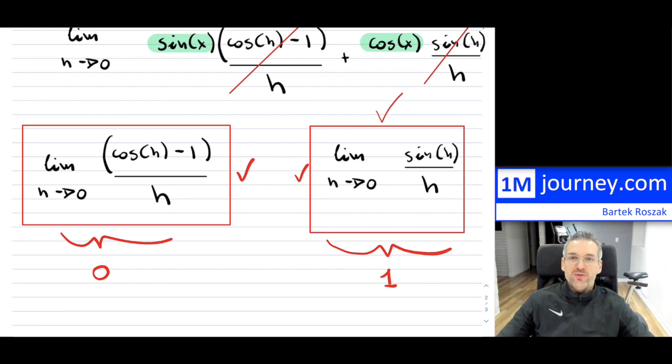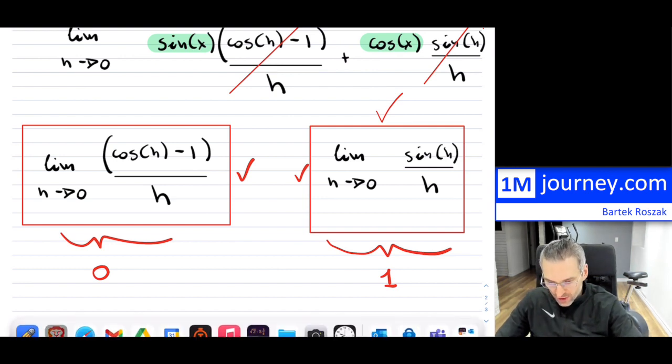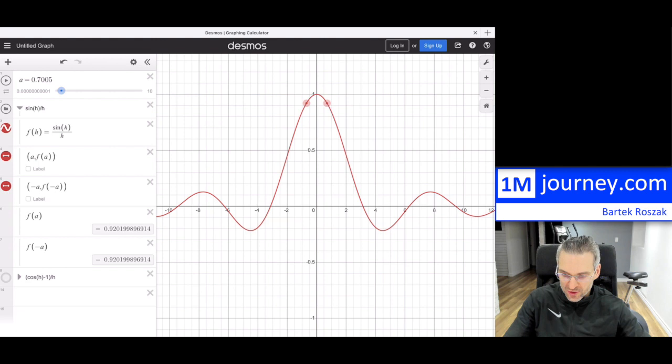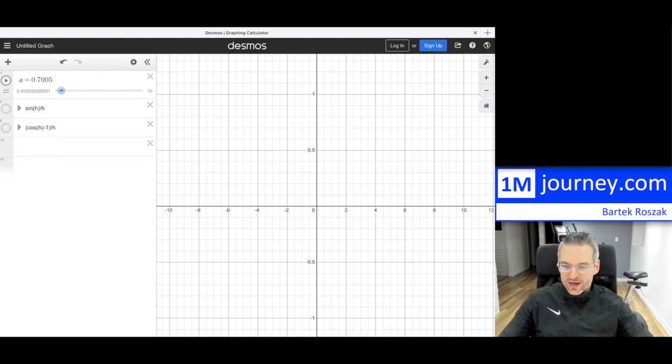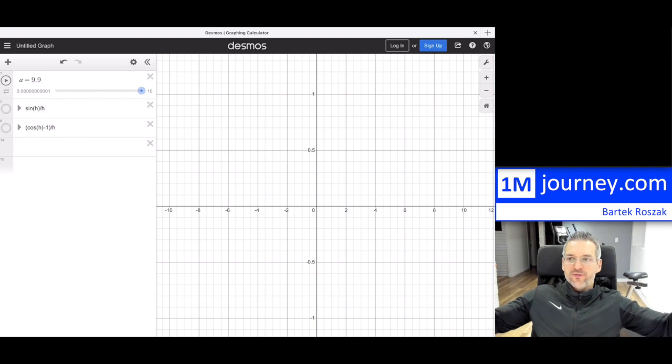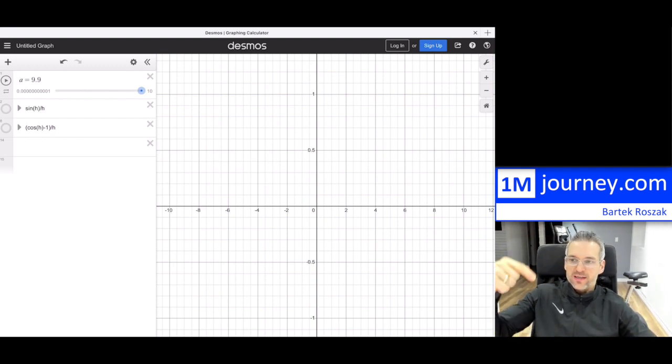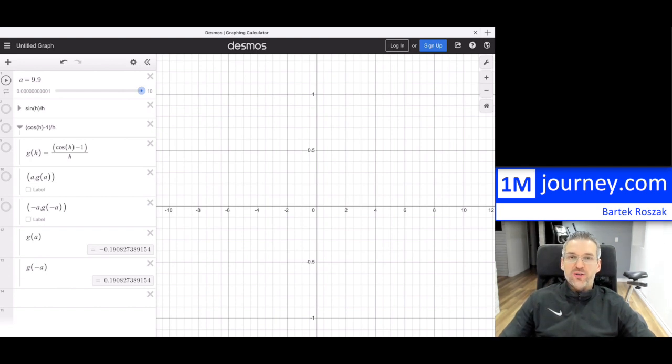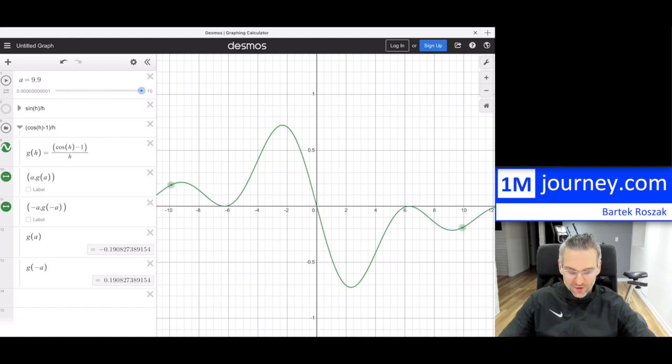Now, what about cos of h minus 1 over h? So let's see if that indeed also equals 0. So now I'm going to collapse this and remove it. And now, as you can see, I'm going to bring back my h and move it way further out. Now I called it a here because I'm substituting it in. Here is the function cos h minus 1 all over h.